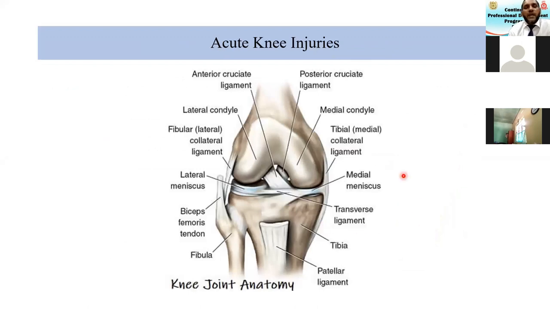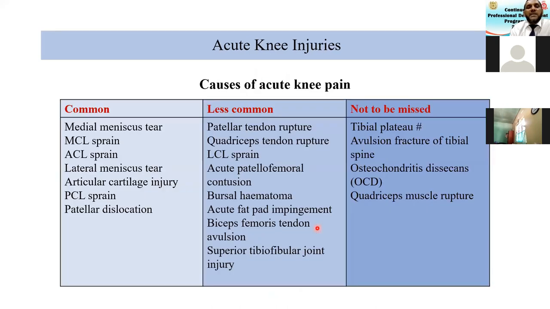Now moving on to the knee injuries. If you look at the anatomy of the knee, we can see the anterior and posterior cruciate ligaments, the lateral meniscus and medial meniscus, with the lateral femoral ligament and the medial femoral ligaments. These are common structures where we can get acute injuries in the knee.